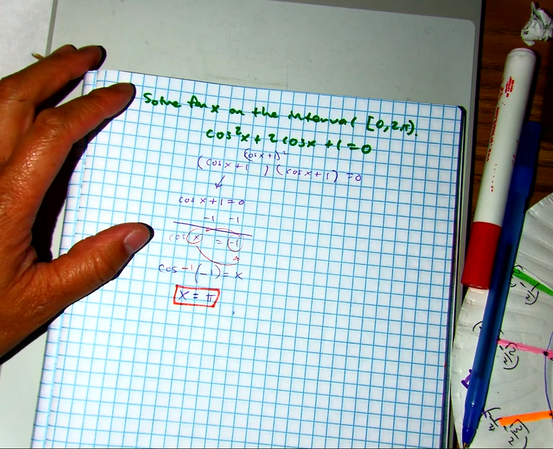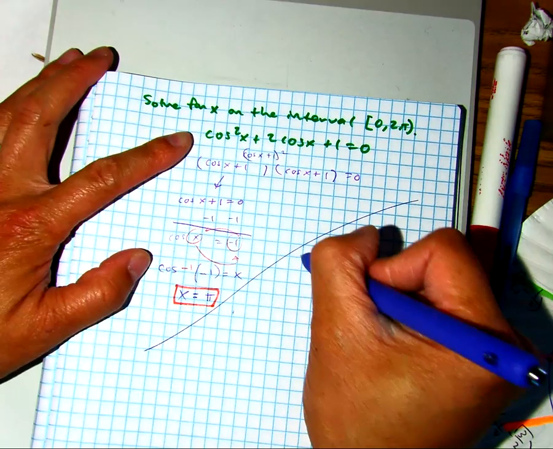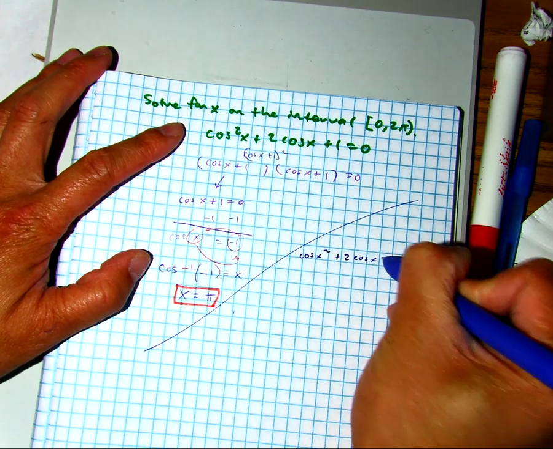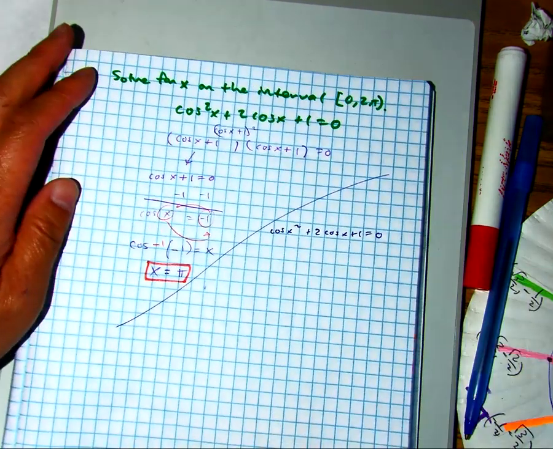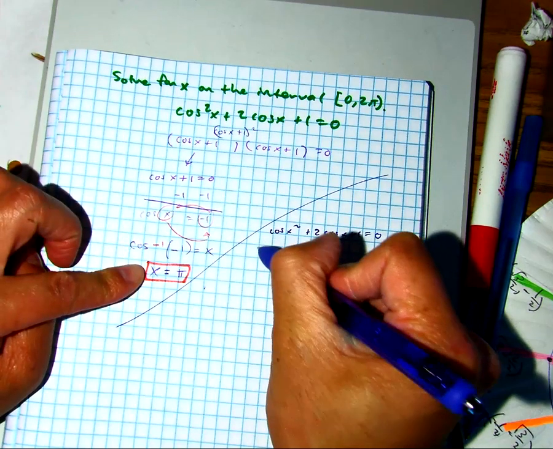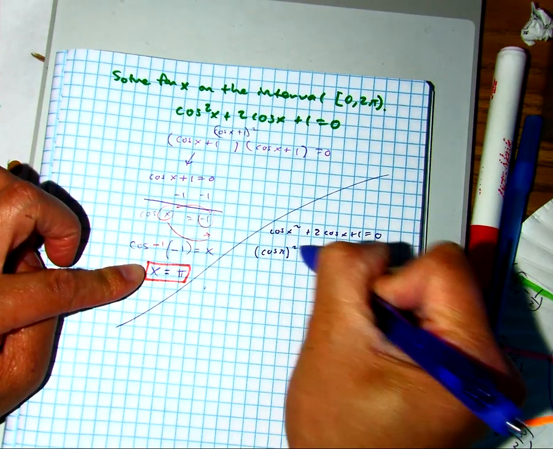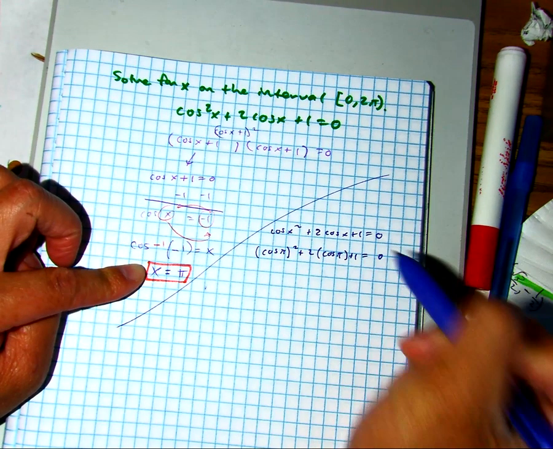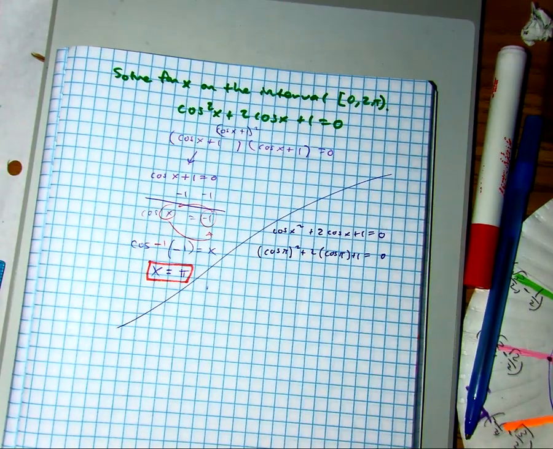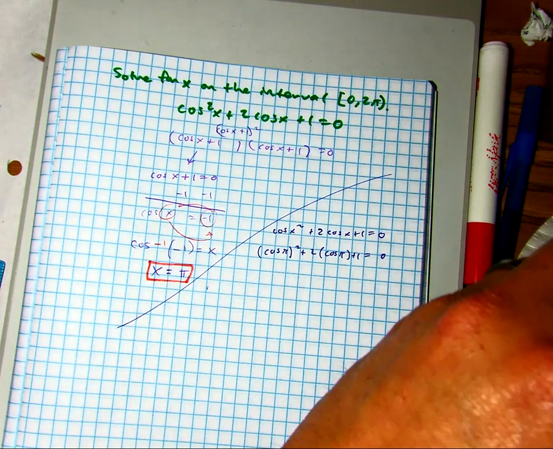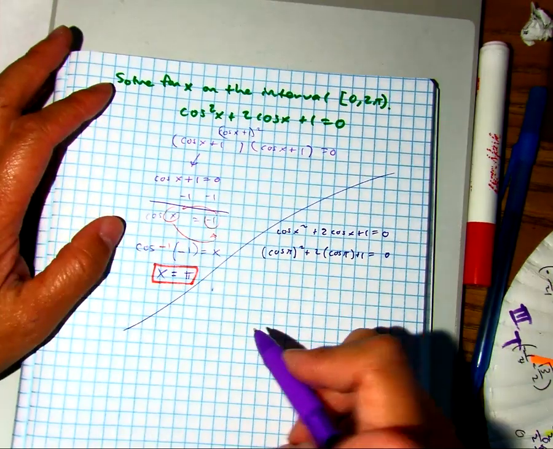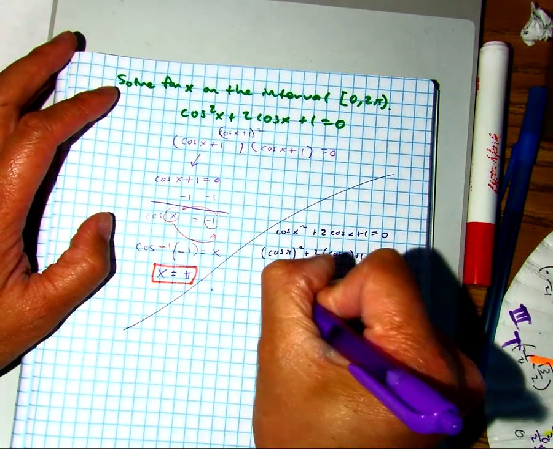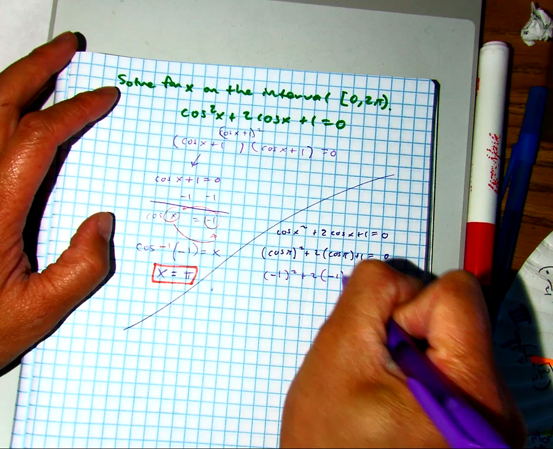Let's do a fun side problem. Cosine squared x plus 2 cosine x plus 1 equals 0. Cosine of pi squared plus 2 times cosine of pi plus 1 equals 0. You were just there on the unit circle. Class, what is cosine of pi? What is it? -1. So -1 squared plus 2 times -1 plus 1 equals 0.